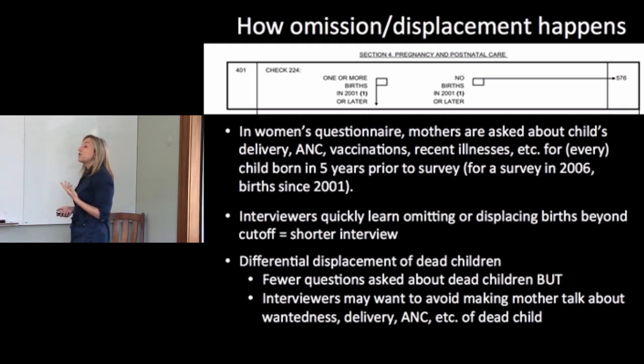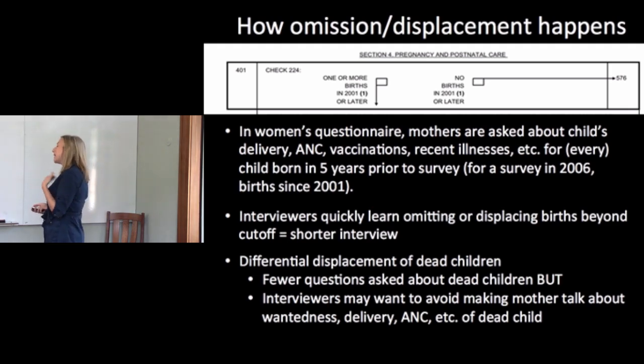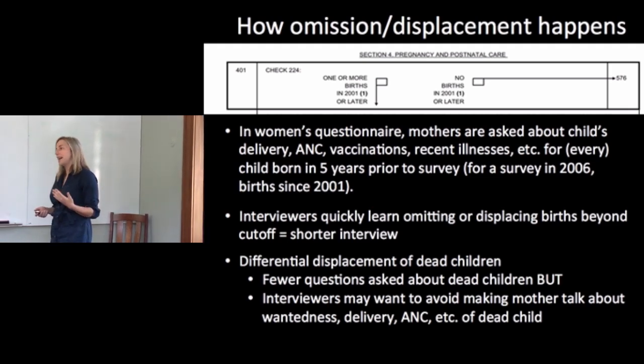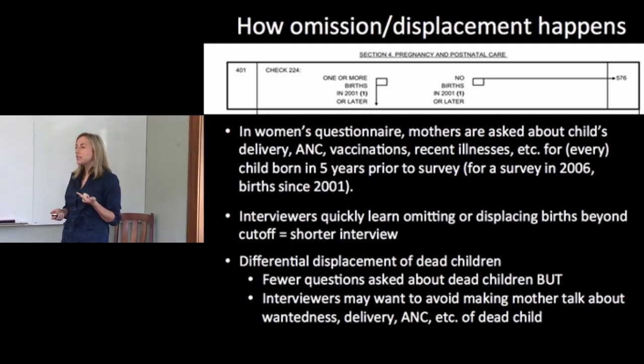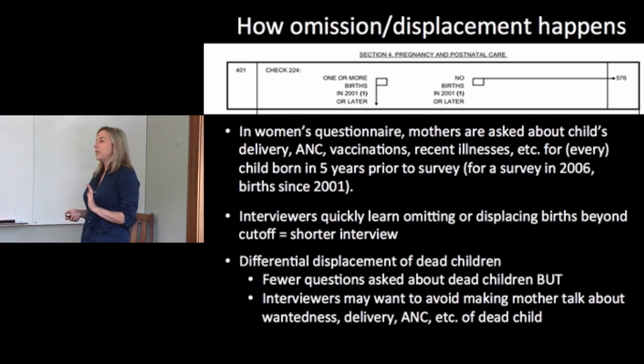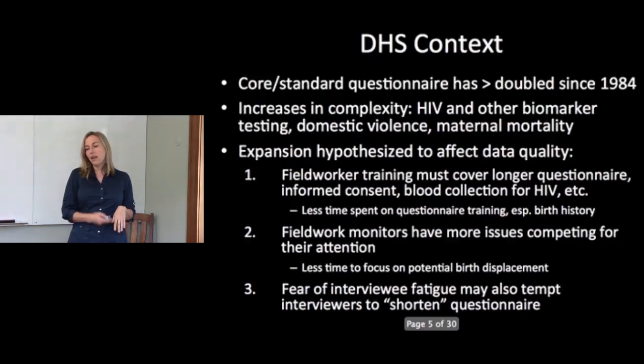We also know that there's differential displacement of dead children. Now, this might seem counterintuitive because a woman gets asked fewer questions about her deceased child. She still gets asked if she received antenatal care and where she delivered the child, but we still find that there's differential displacement of dead children, which has a clear impact on the estimation of infant and child mortality. And my guess, this is just a hypothesis, is that the interviewer doesn't want to make this woman talk about experiences surrounding the death of her child, which kind of makes sense.